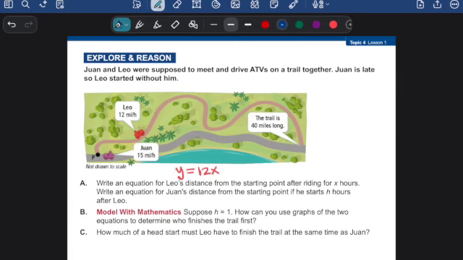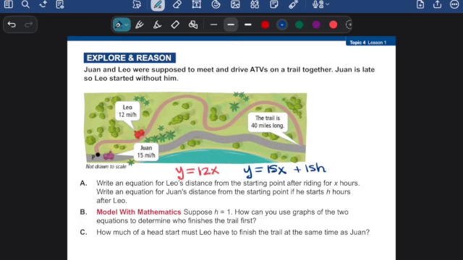For Juan, y is going to be his distance. His speed is different. He's going 15 miles per hour, so his x term is 15x, but we have to incorporate his starting time. He starts h hours after, so we don't know the distance he starts at, technically, but we know that it's going to be calculated by multiplying his speed times the number of hours. So Juan's distance can be represented by this equation.